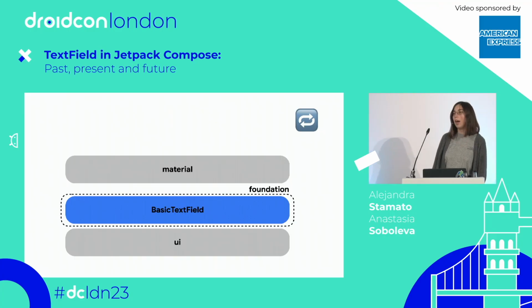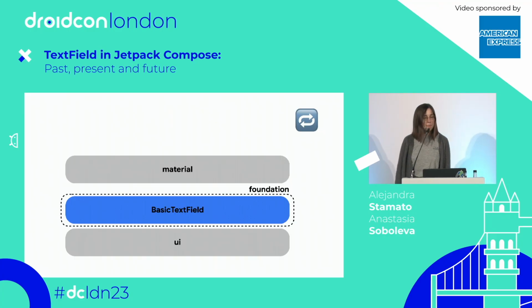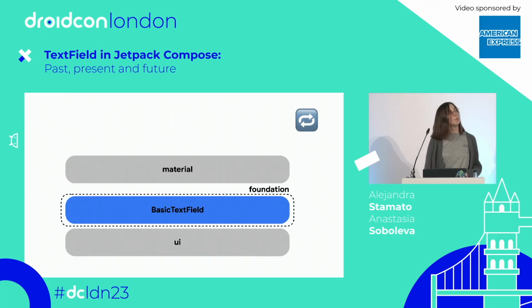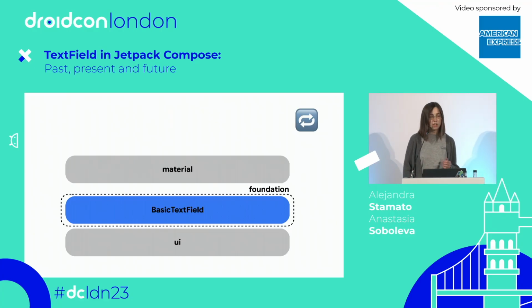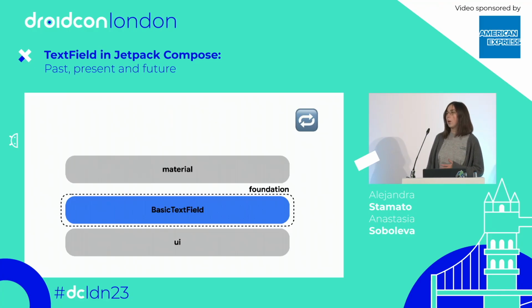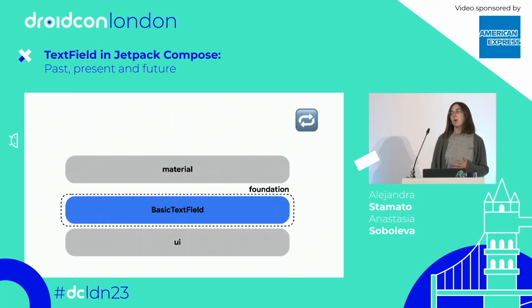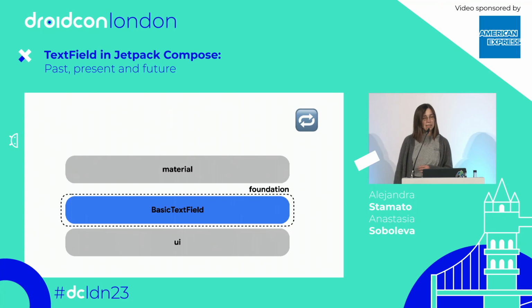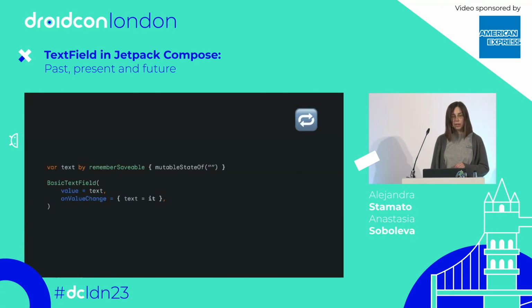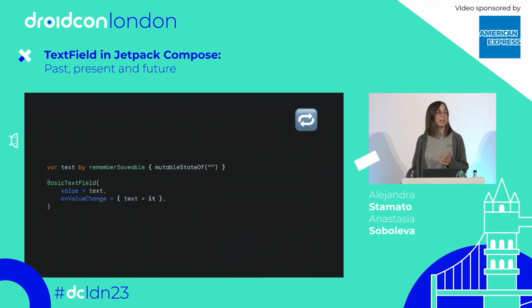On foundation layer, we have basic TextField. Now, you will be reaching to basic TextField whenever you want to implement your own design system in the application. All of the things that we're going to mention today are true for both material and foundation layer. And in our code samples, we will use basic TextField so that you know. OK, so let's recap the basic TextField APIs.